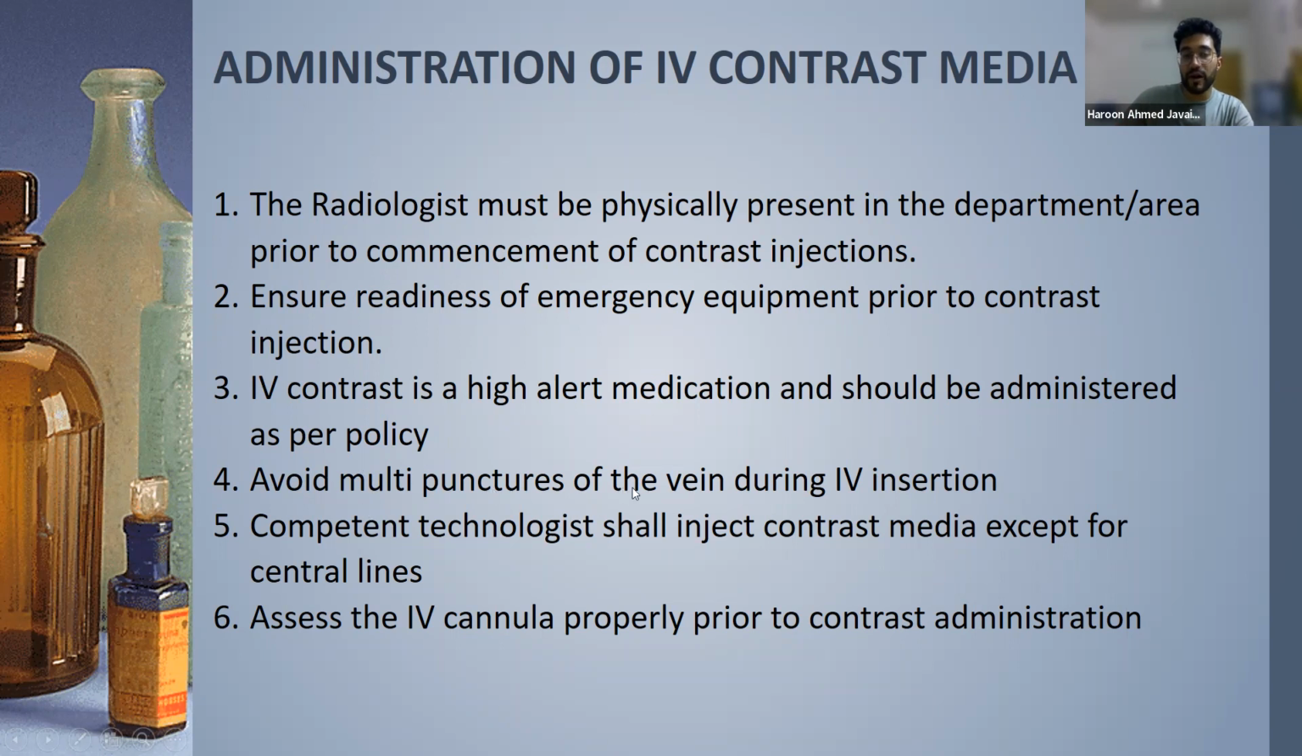Avoid multi-punctures of the vein during IV insertion. Okay, so why is this important? If I puncture a vein multiple times while trying to insert IV contrast, the contrast itself may start leaking out from the multiple holes as soon as I inject it, right? So this is really important: if I couldn't get it through one site, I don't go through the same location again. I would go to the other hand, preferably, or I would switch from the radius to the brachial and so on, okay?